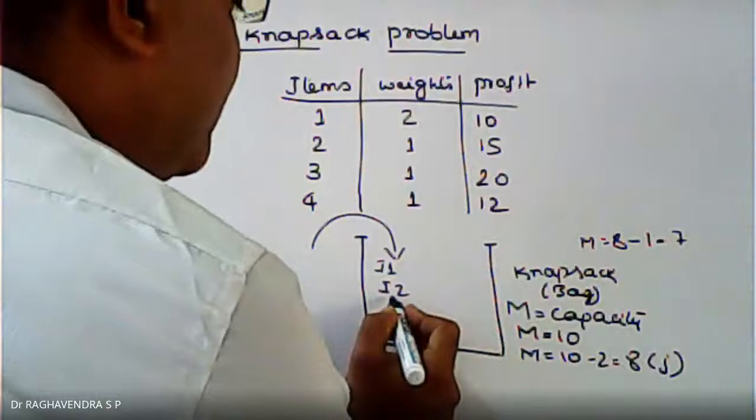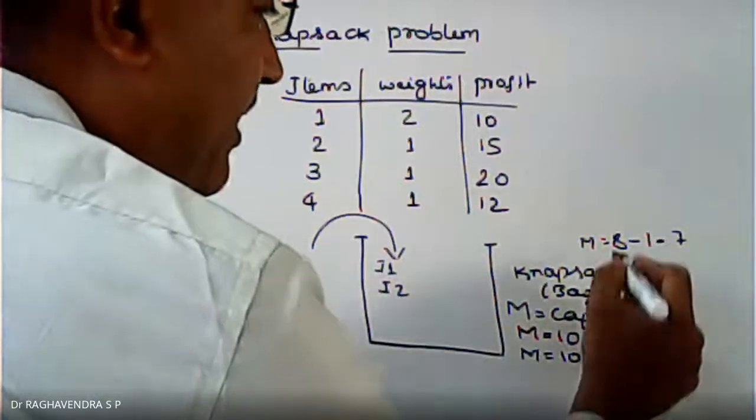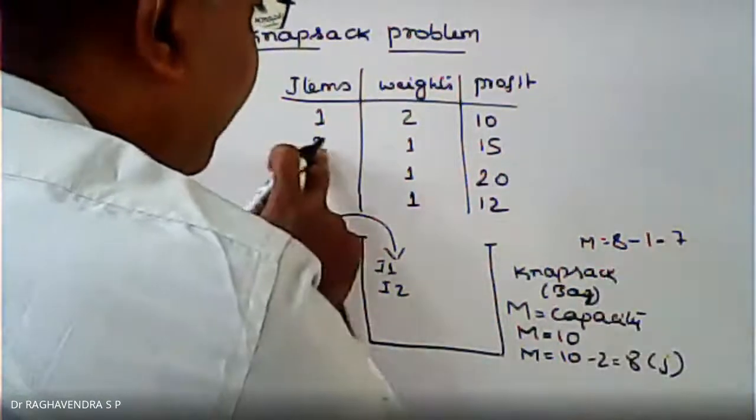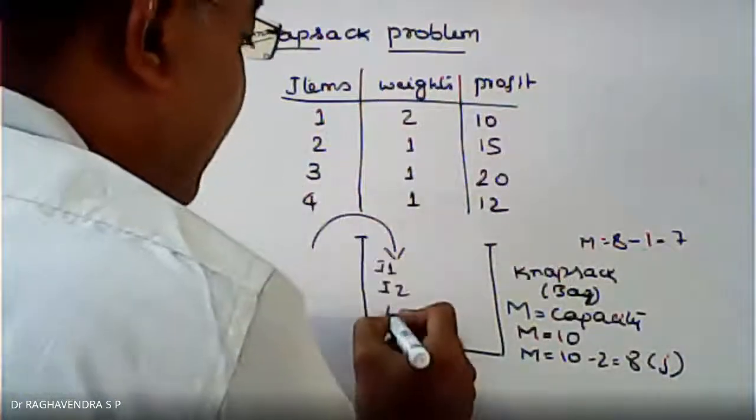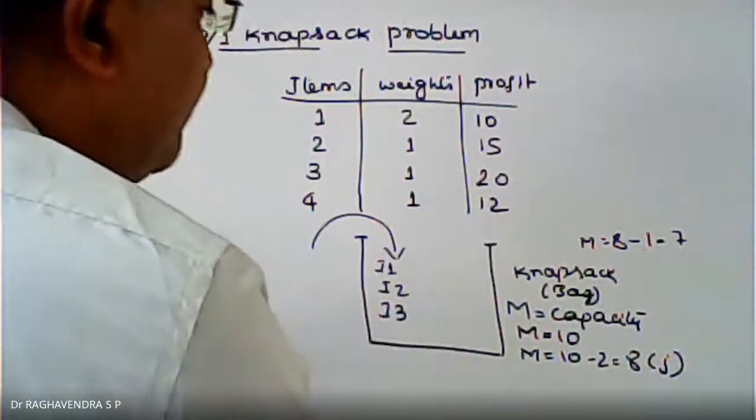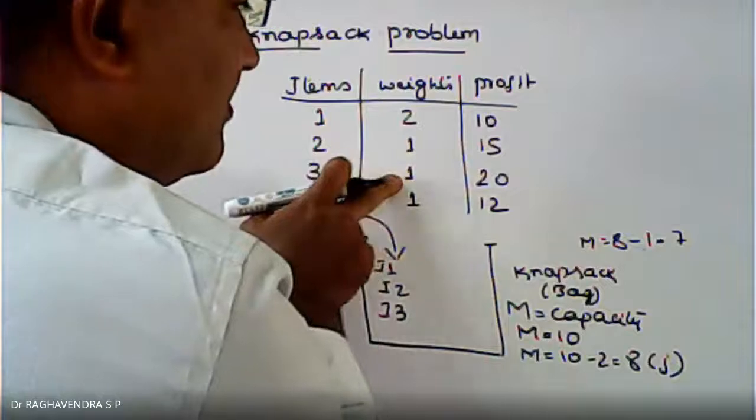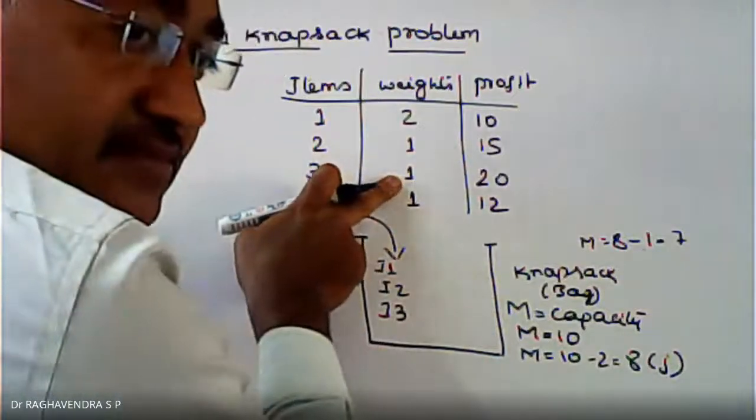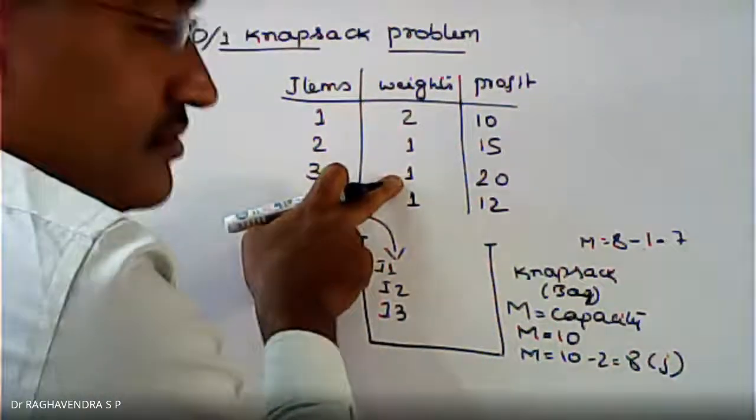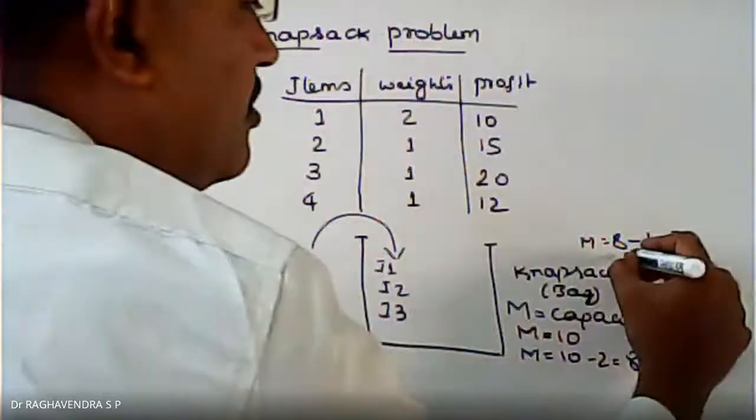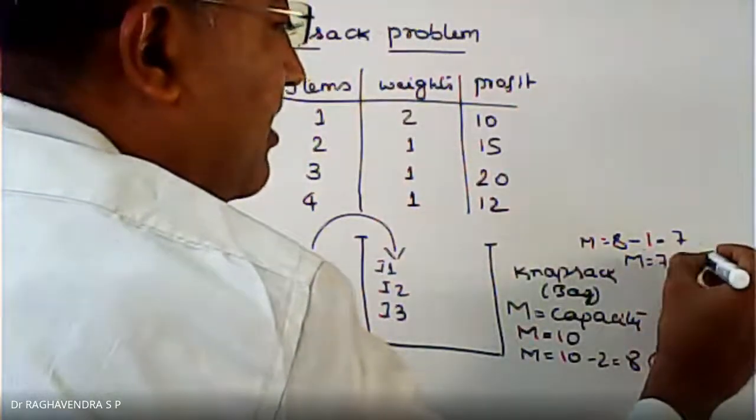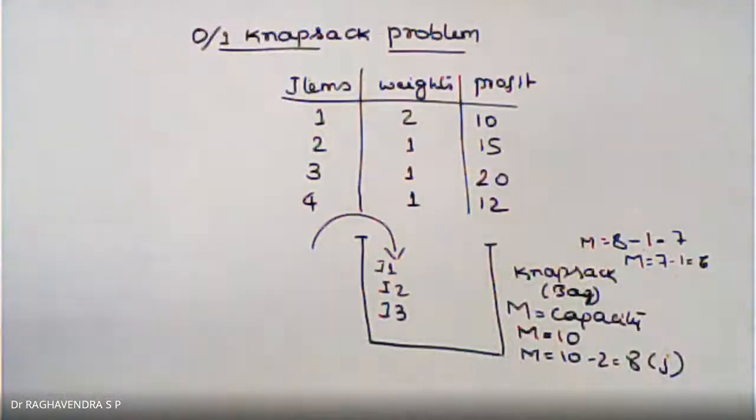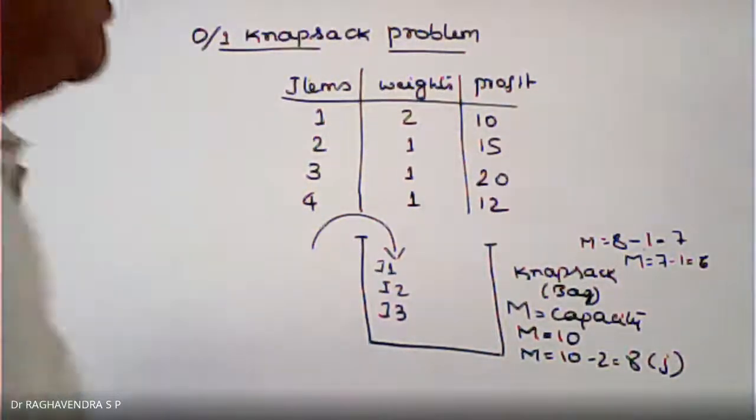Next, suppose I insert item 2. The remaining capacity is 8, and the weight of the item is 1, so that is 7. Similarly, if I am going to insert item 3, what is the weight of item 3? 1. So the capacity now becomes 7 minus 1, which is 6. This is how we can continue.